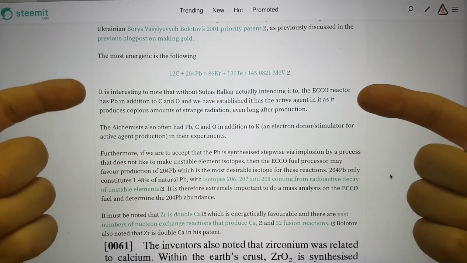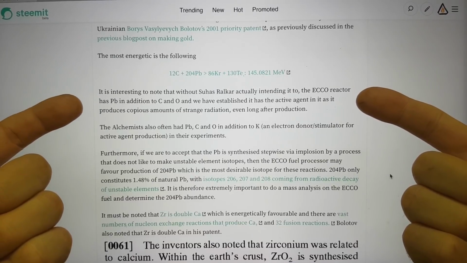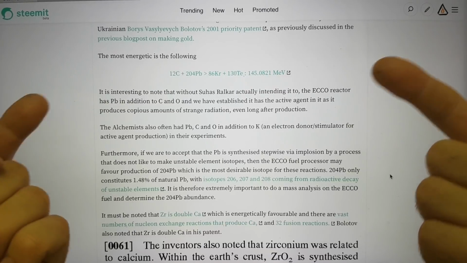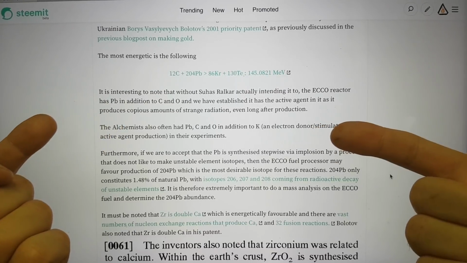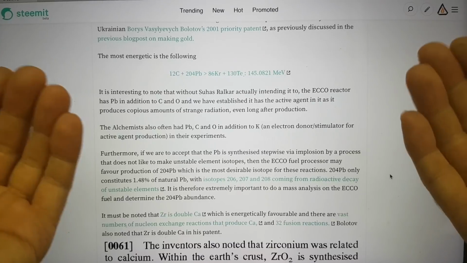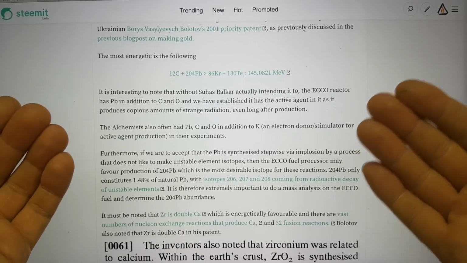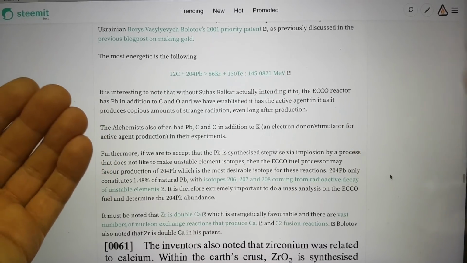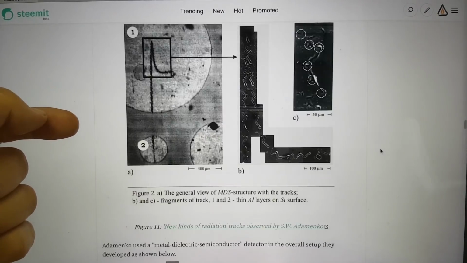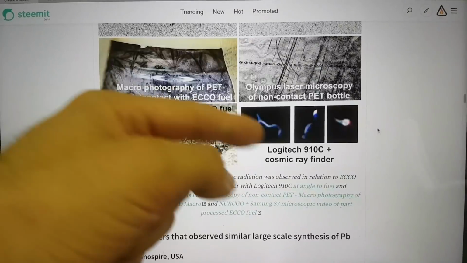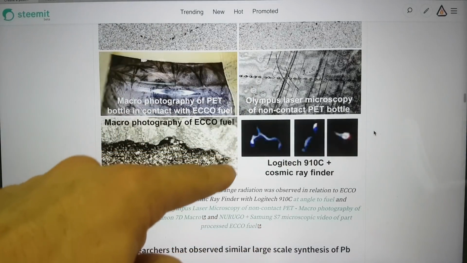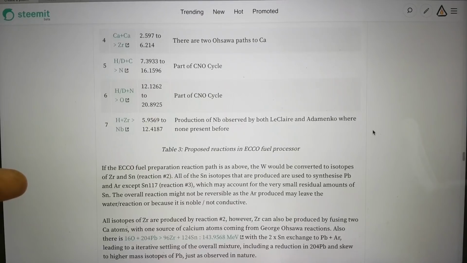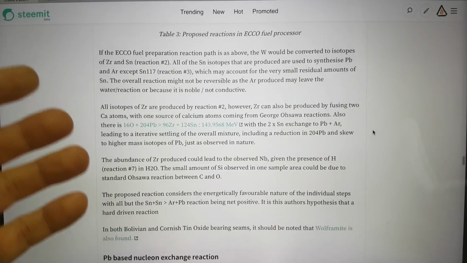And what I want to say is, it is interesting to note that without Suhas Ralkar actually intending it to, the ECHO reactor has lead in addition to carbon and oxygen. And we have established that it has the active agent in it, and it produces copious amounts of strange radiation, even long after production. So the fuel sample that produced all of these different strange effects on various materials and different detection methods was doing that months after it was produced. And so it doesn't just end straight away.